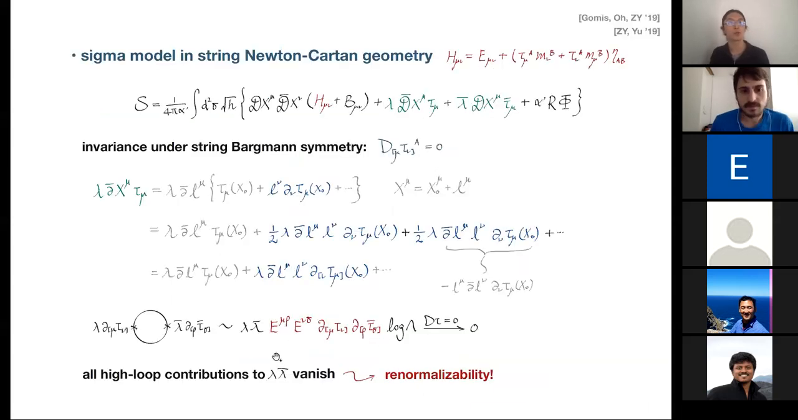And this behavior also survives for all higher loops. There are actually some non-renormalization theorems that we proved in these papers. When you have such a zero torsion constraint, λ-bar is not generated at all. So you have renormalizability for the sigma model. And moreover, λ_μ^A is not renormalized. So in this sense, we can have a self-contained notion of non-relativistic string theory, even though it might be too restrictive. But for now, we just focus on this simple case.